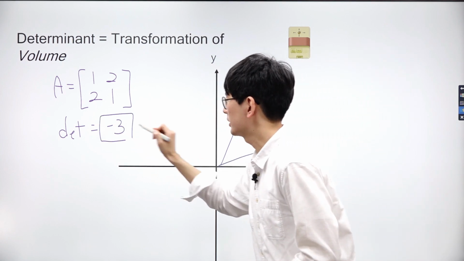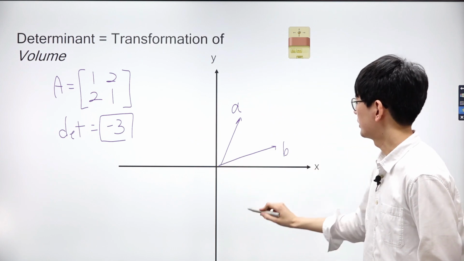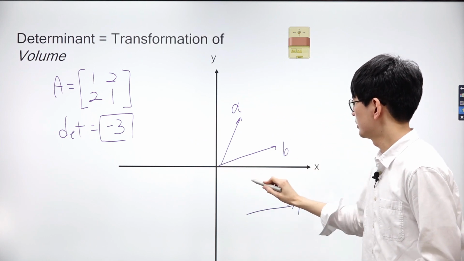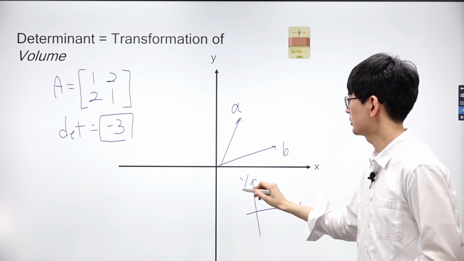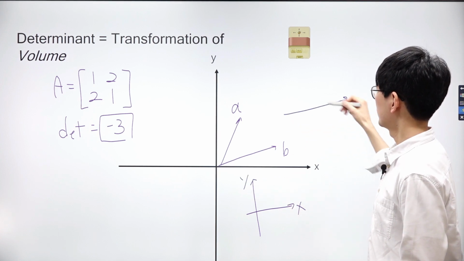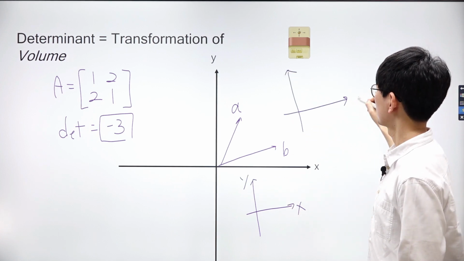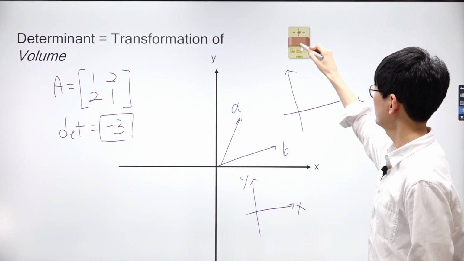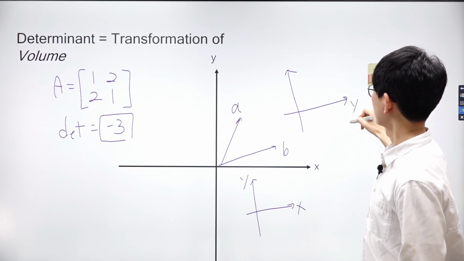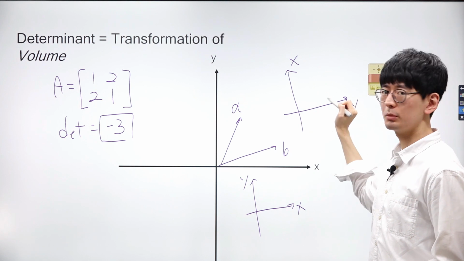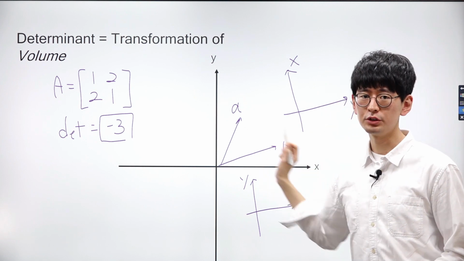Let's delve into what the negative sign in front of the 3 signifies. In a typical two-dimensional plane, we usually label the horizontal axis as x and the vertical axis as y. Imagine we swap these labels. This switch results in a negative determinant.